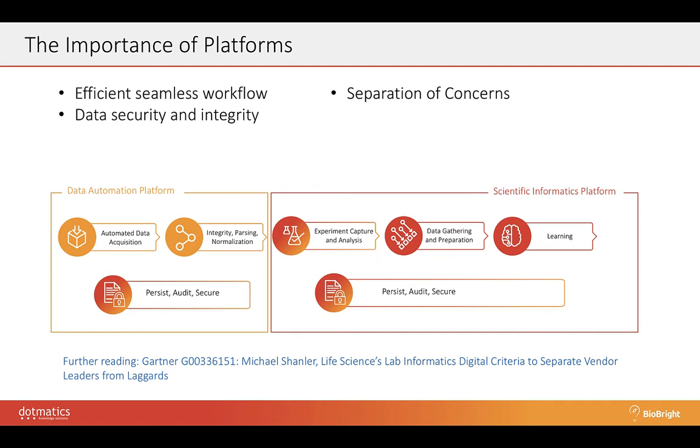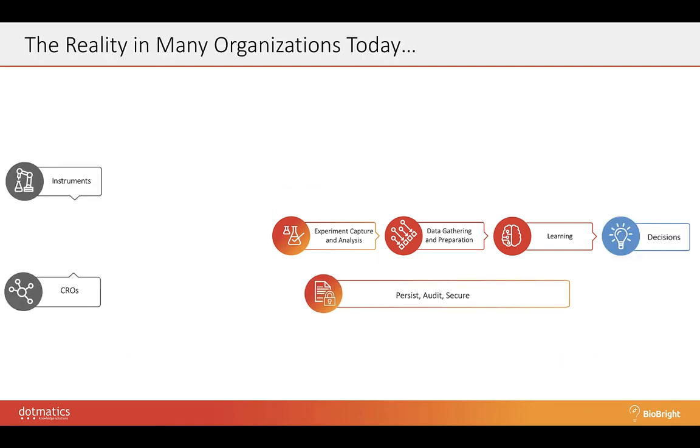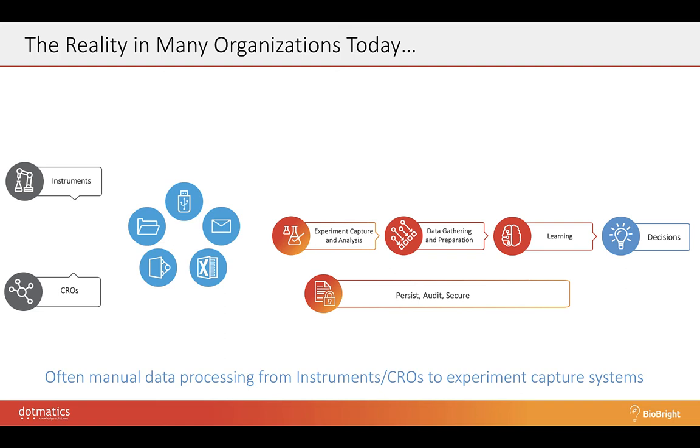For those of you who are not familiar with Dotmatics, we sit squarely in that red box on the right-hand side. We are an example of a scientific informatics platform to capture experiments, join and find the project data, and then analyze that data to make decisions. So from our point of view, what's the reality in many organizations today? The right-hand side of that workflow, we feel, is pretty well integrated, with a nice flow from experiments to project data to analysis. The gap that we primarily see is between the data coming in from the instruments or CROs and then getting that data into the ELN or the assay data management system to kick off the rest of the process.